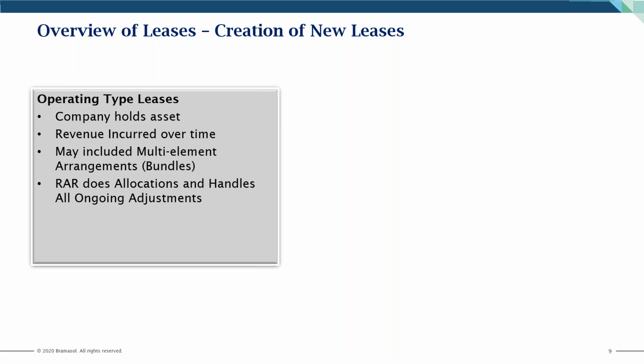So operating type leases, those are the ones where basically the company holds the asset, revenue occurs over time, may include this idea of, and of course, as a RAR experts, we understand multi-element arrangements, but maybe you can talk for a moment about multi-element arrangements and bundles as it relates to operating leases here. What do we mean by that? Yes, John. So operating type leases. So what happens is, from an accounting perspective, the asset stays on the lessor's books, and because it stays on the lessor's books, it has to be depreciated or amortized. That's the first important point.